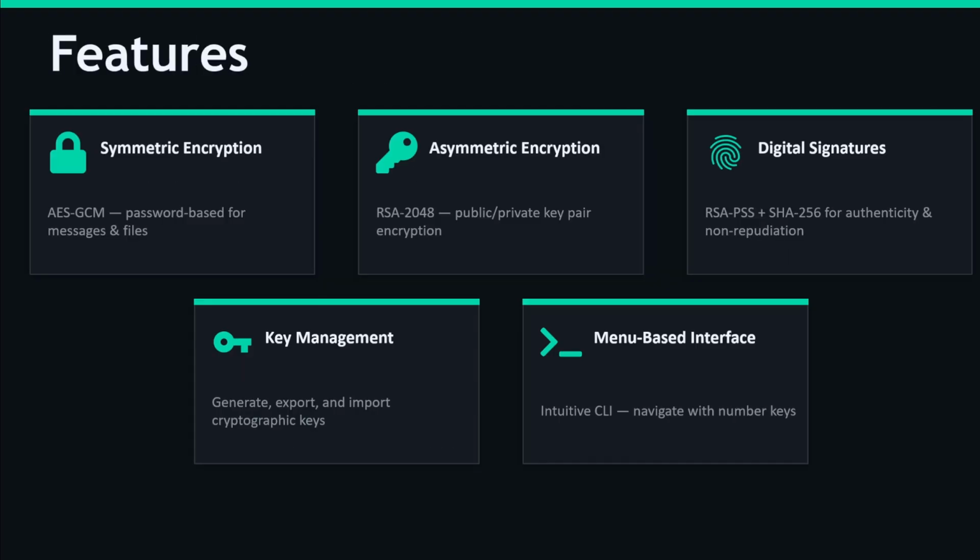Some of the features of our app are symmetric encryption. So we have AES-GCM, password based, for messaging and files. We have asymmetric encryption using RSA 2048 for public/private key pair encryption. We have digital signatures for RSA and SHA, for just verifying files and keys. We have key management for generating, exporting, and importing cryptography keys. We also have a menu-based interface. It's a CLI, command line interface, and you navigate the app with number keys.